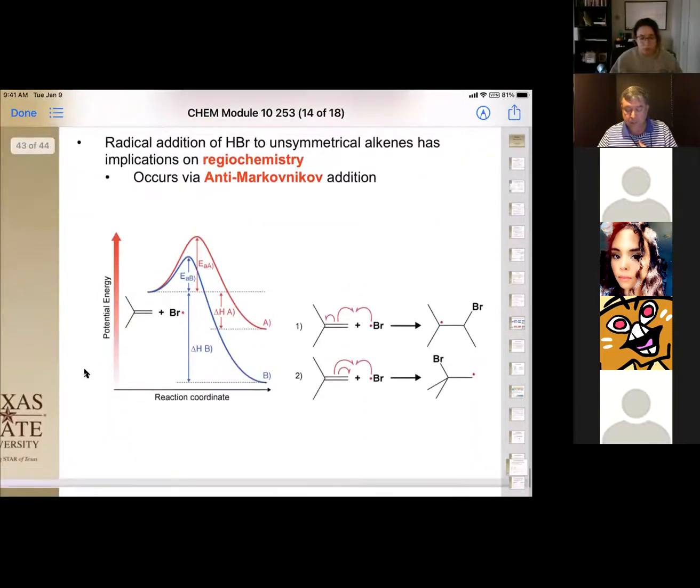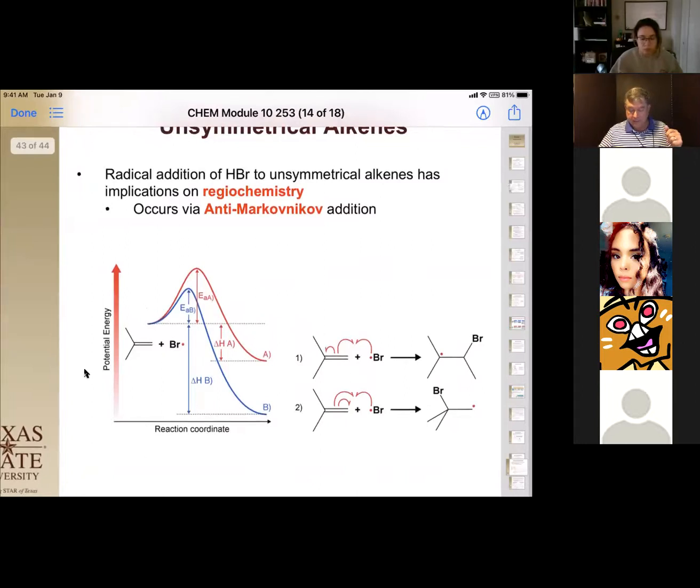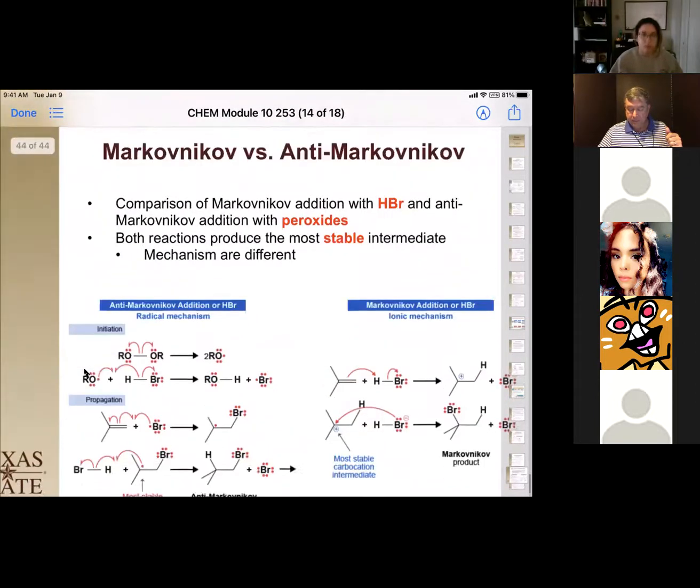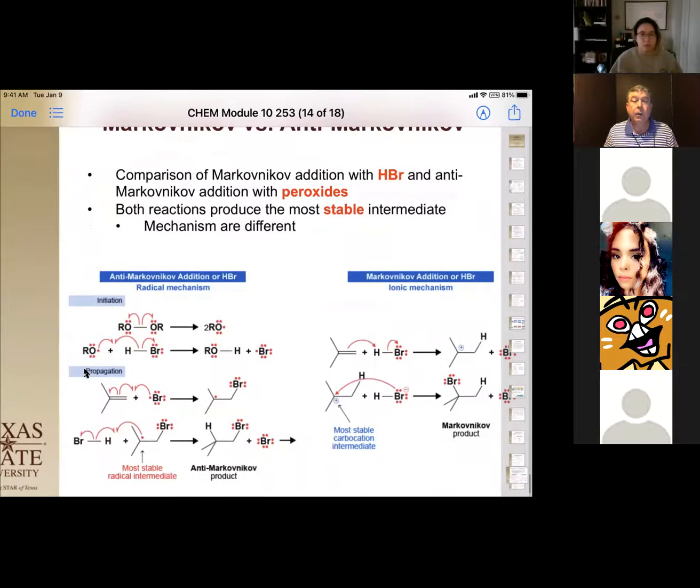So, I think this is my last slide. Yeah, I'm going to do this one instead. So if we use the radical mechanism, we end up getting an anti-Markovnikov product when we add that HBr on there, because the intermediate we're forming is going to be the more stable radical, which is the more substituted radical, because bromine attacks first.